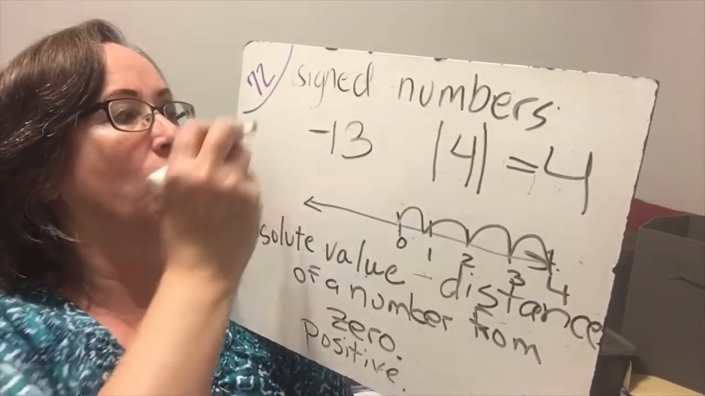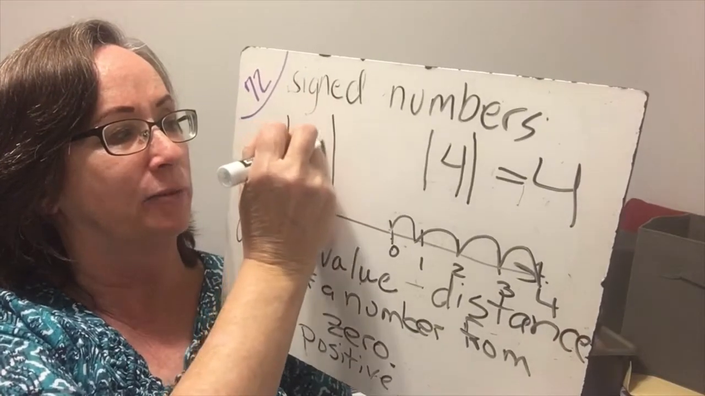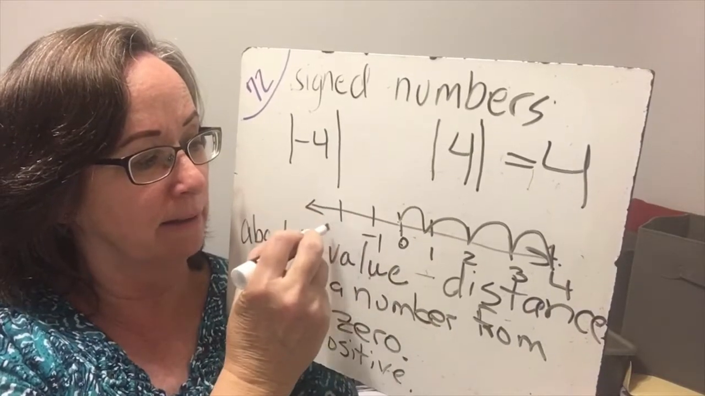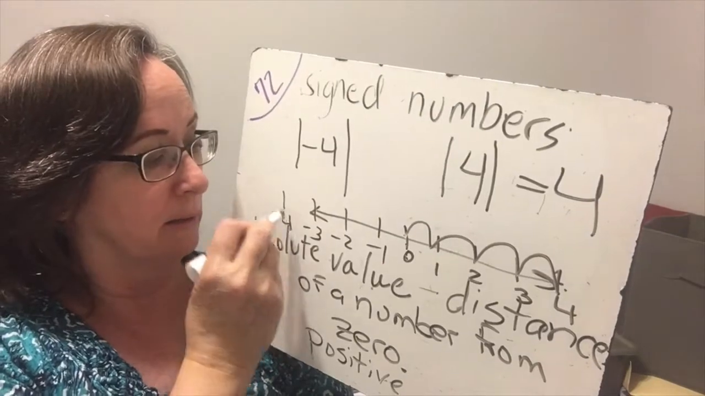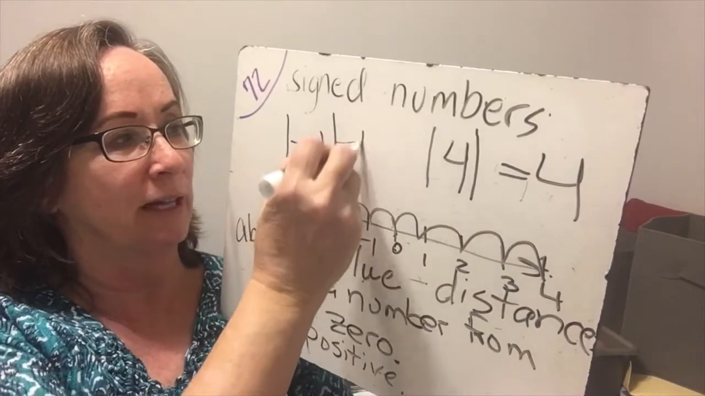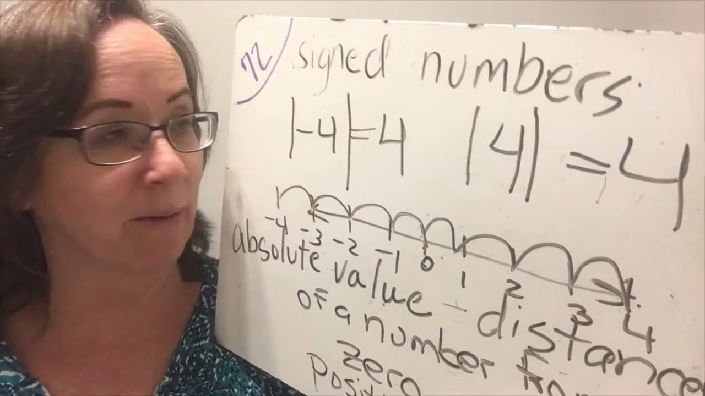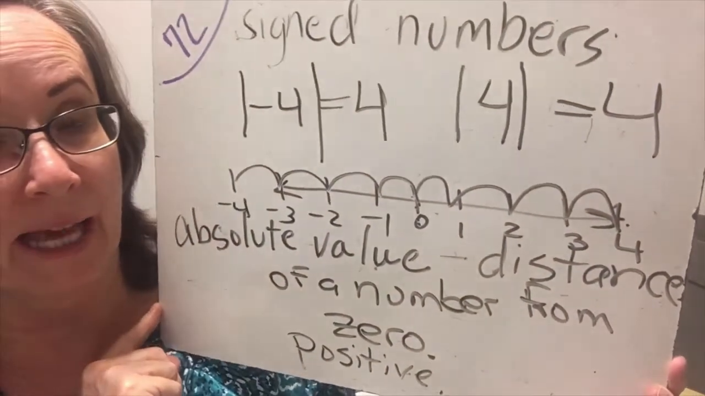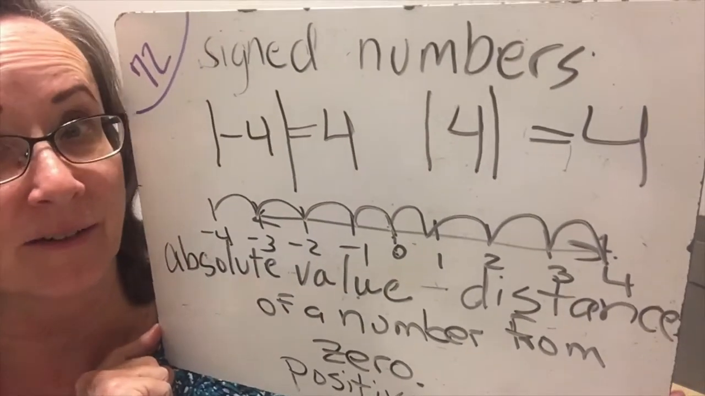Okay, well, what is the absolute value of a negative 4? Well, here's 0, and negative 1, negative 2, negative 3, negative 4. Here's negative 4. 1, 2, 3, 4 steps apart again. So the absolute value of negative 4 is also 4. It doesn't matter which direction I'm going in. It just matters the distance from 0. So the absolute value of 4 is 4, and the absolute value of negative 4 is also 4.